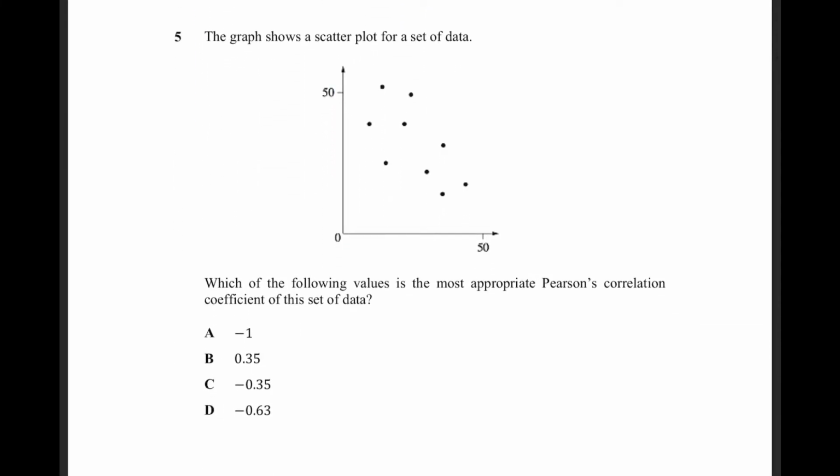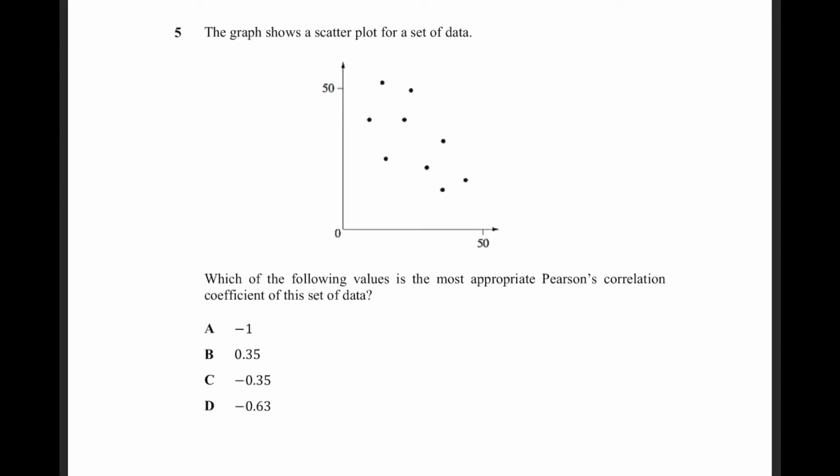Question 5. The graph shows a scatter plot for a set of data. Which of the following values is the most appropriate Pearson's correlation coefficient of this data? Now we know when it's very strong, it's either 1 or -1. And obviously if it's positive correlation, positive, and if negative, it's negative correlation. Now I can see that I am negatively sloped here. So it's definitely not B, because I'm concerned with negative values. And it's definitely not A, because this does not look strong.